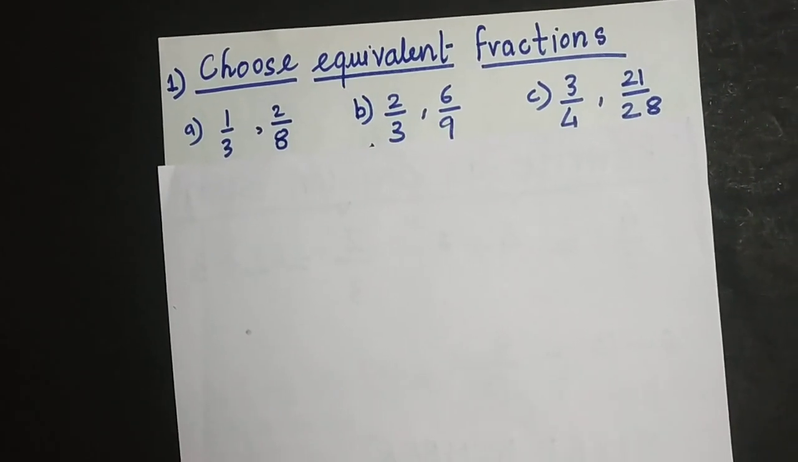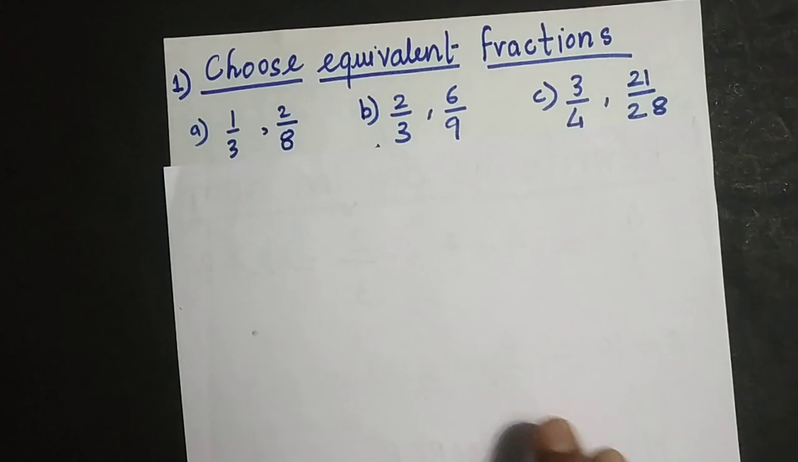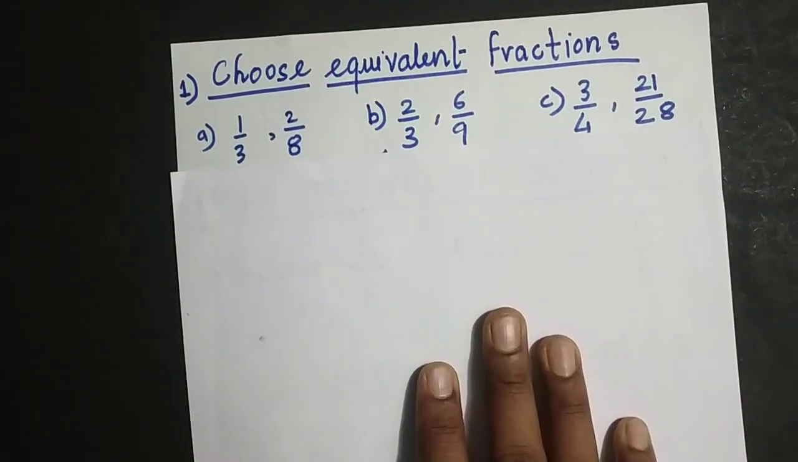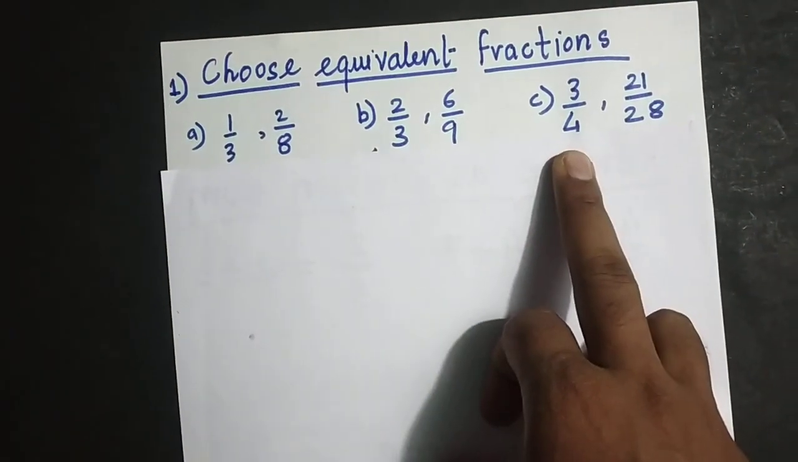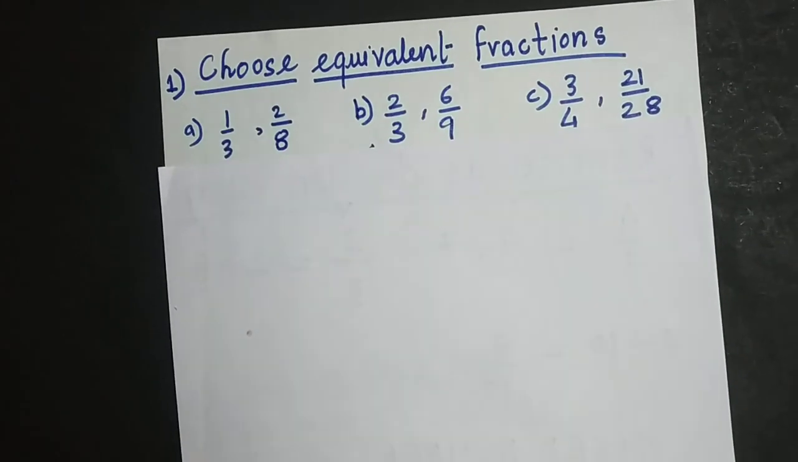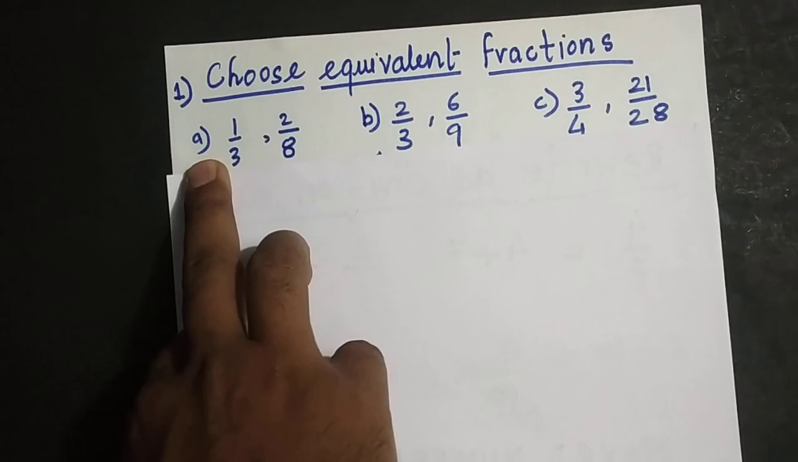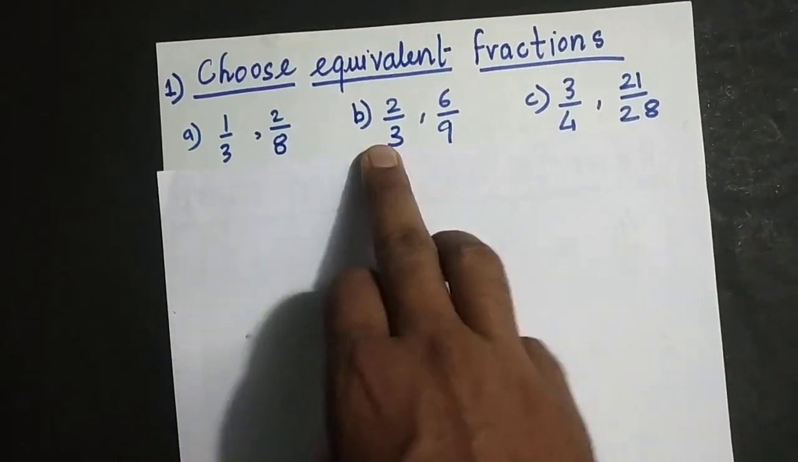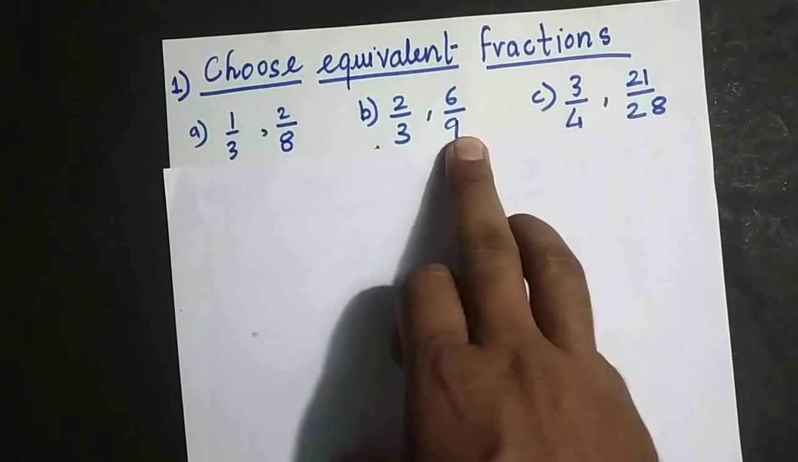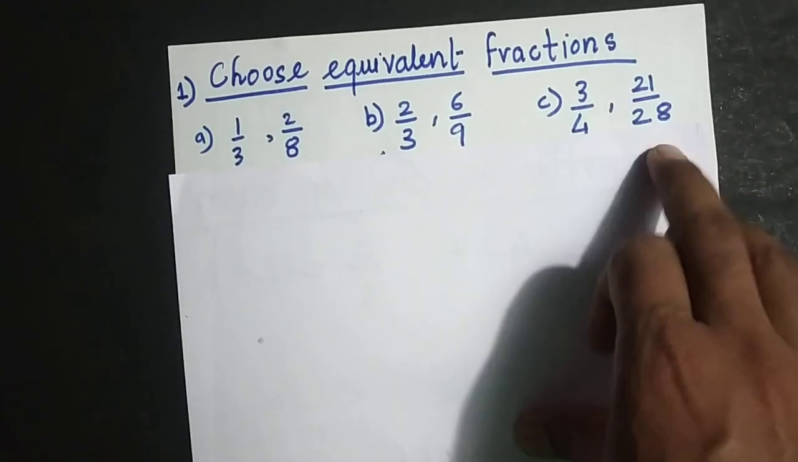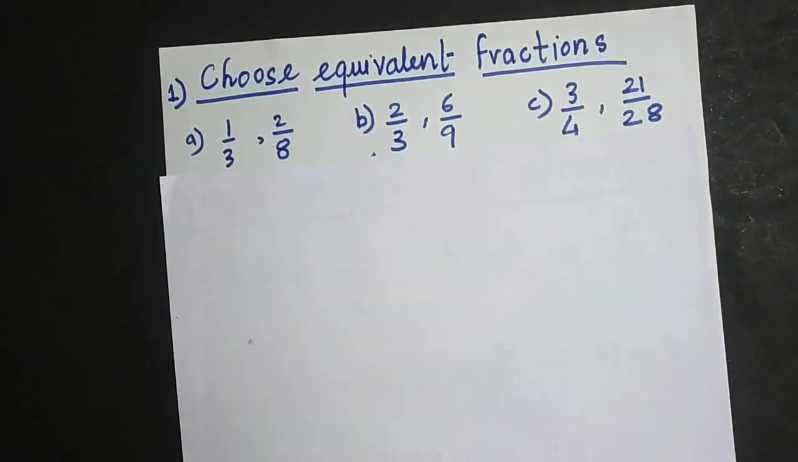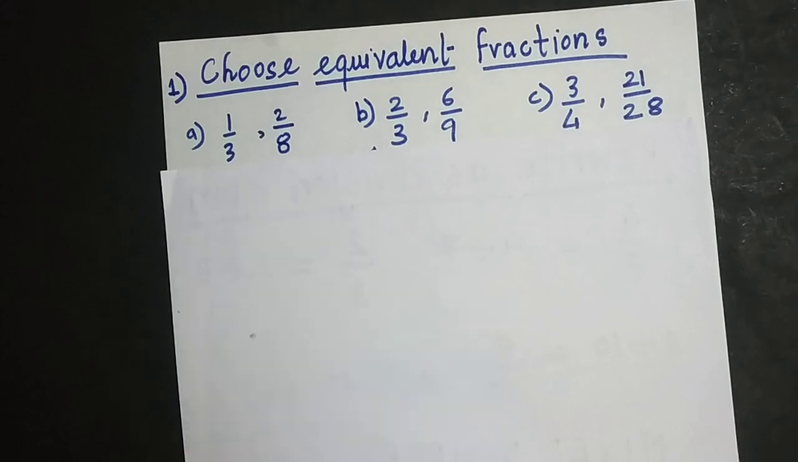So, as you can see, question number one. Choose equivalent fractions A, B, and C. Among these three, we have to choose which one is an equivalent fraction. Let's see. A: 1 by 3 and 2 by 8. B: 2 by 3, 6 by 9. C: 3 by 4, 21 by 28. So we start with A.